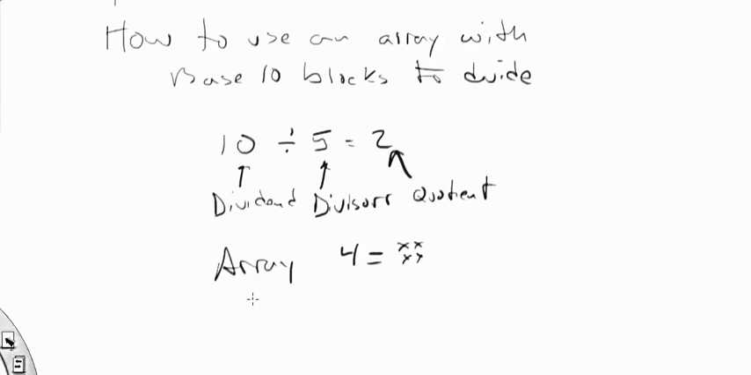So a base 10 block for 100 would look like this. A base 10 block for the number 10 would look like this. And a base 10 block for the number 1 would look like this. So 111 would look like this. And you'll have to bear with my drawing because I'm not the best artist in the world.